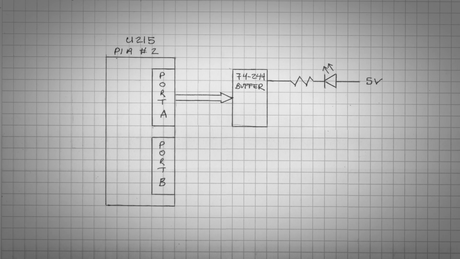Here's a high-level overview of the ICs involved in driving the LEDs in the Hero Junior. They receive their control signals from U215, Peripheral Interface Adapter number 2, its A port specifically. Those 8 pins directly feed the cathodes of the 8 LEDs on the keypad display. So to turn on a light, we set the matching port pin to 0, and to turn off a light, we set it to 1, exactly the opposite of what we'd expect.